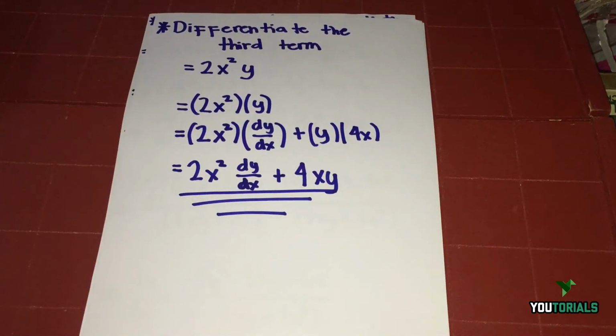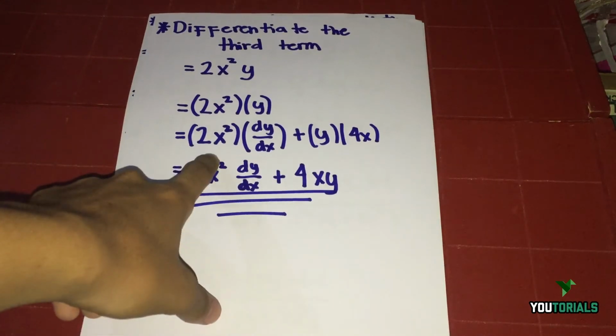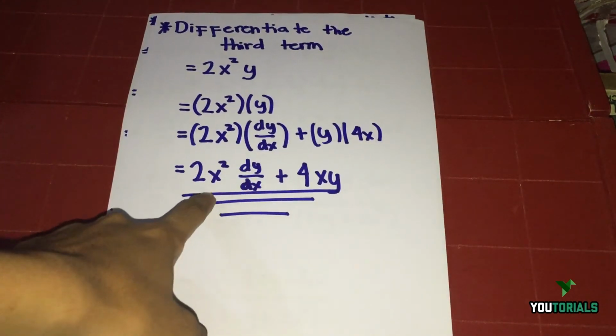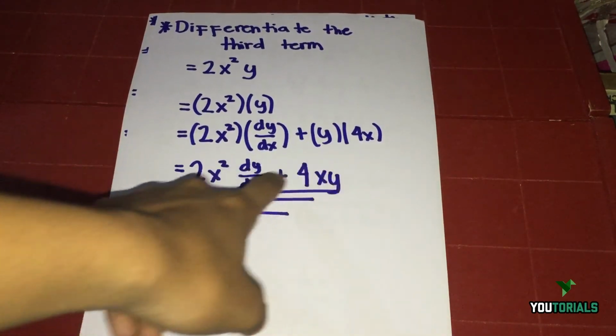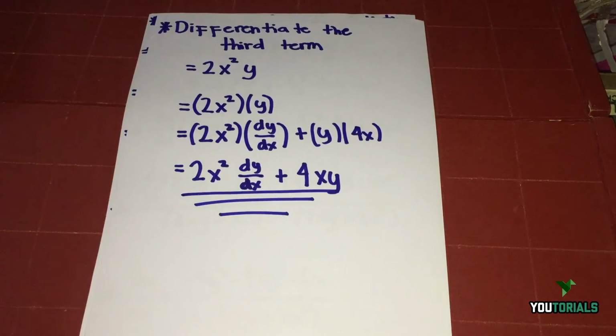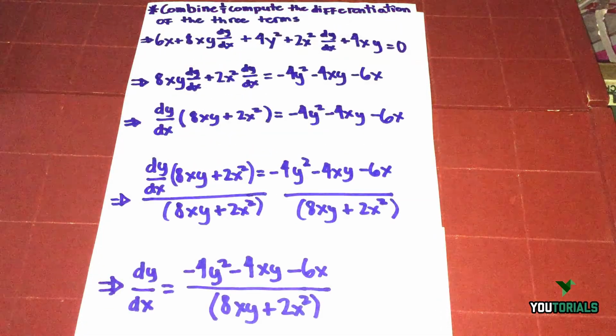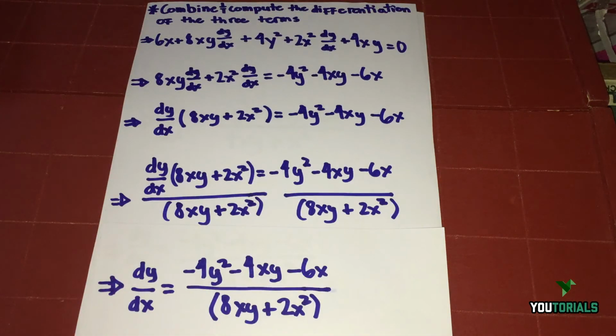Then we multiply 2x squared times dy over dx. We get 2x squared dy over dx plus y times 4x, which is 4xy. That is why we get that answer. Combine and compute the differentiation of the three terms: 6x plus 8xy dy over dx plus 4y squared plus 2x squared dy over dx plus 4xy is equal to 0. Now in this situation, we will just combine like terms.